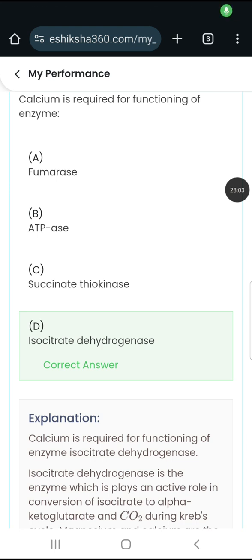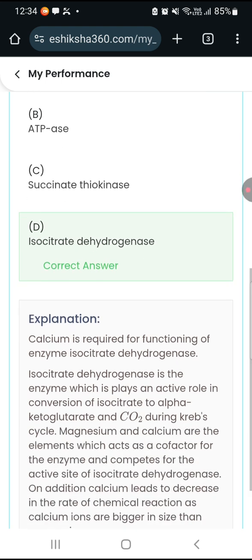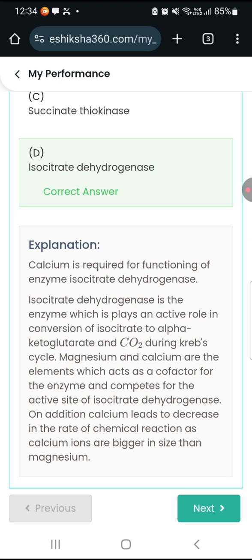Calcium is required for functioning of the enzyme isocitrate dehydrogenase. Explanation: calcium is required for functioning of the enzyme isocitrate dehydrogenase. Isocitrate dehydrogenase is the enzyme which plays an active role in conversion of isocitrate to alpha ketoglutarate and carbon dioxide during the Krebs cycle.